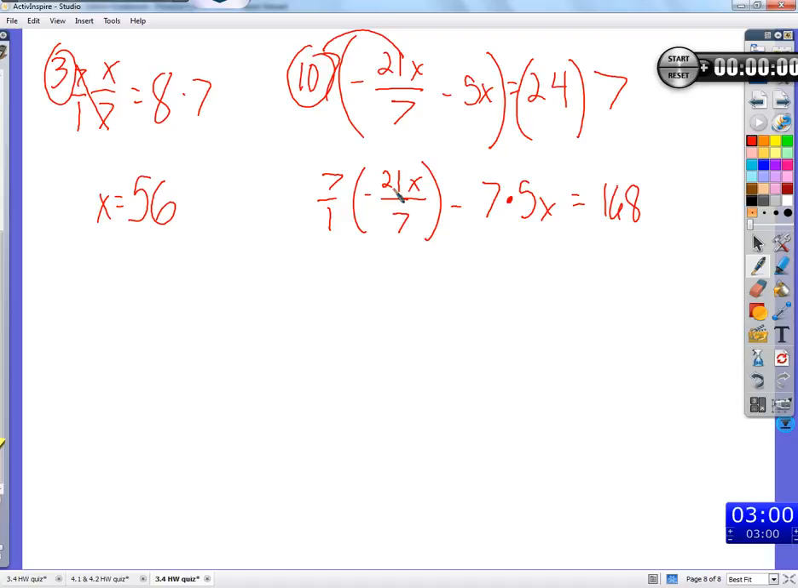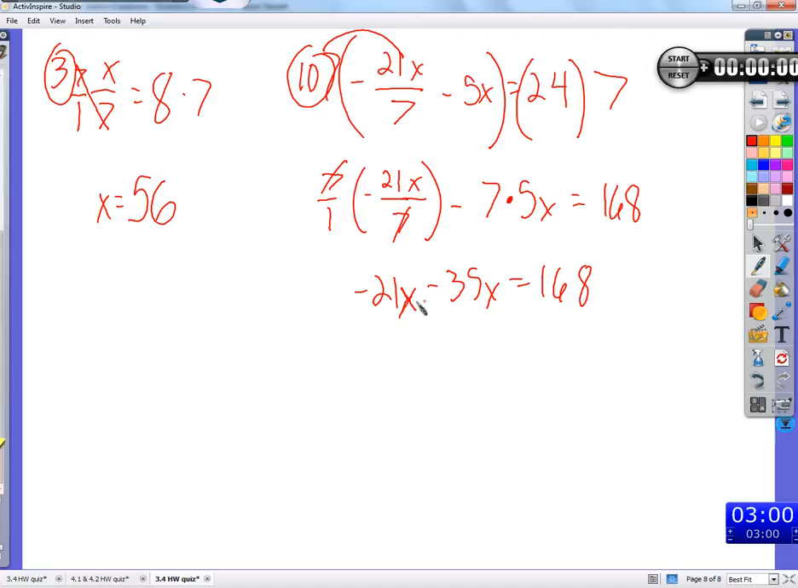Lily? What if the 7s cancel each other out? Yeah, we just got 7 divided by 7 right there. So we got negative 21x there. Minus 7 times 5 is 35x equals 168. That was a nice idea. It canceled out the denominator of 7. Now we don't have any fractions to deal with.